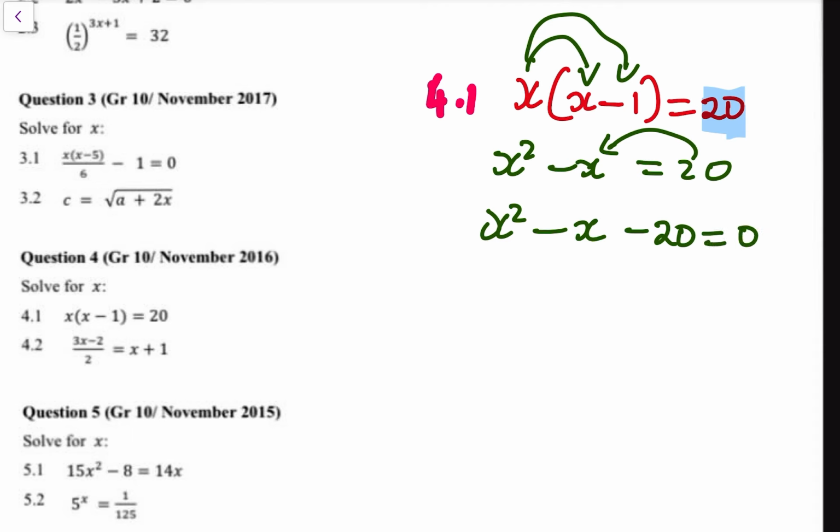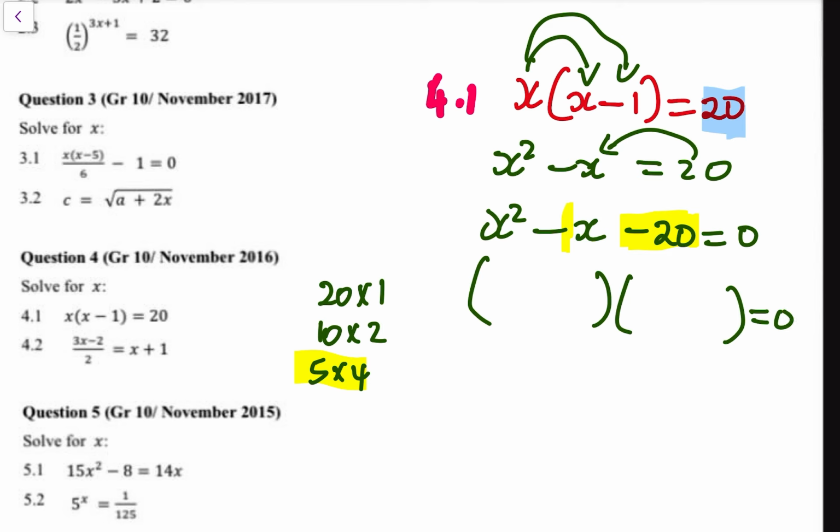Now, I need to factorize this. We are looking for factors of 20, which is 20 times 1, 10 times 2, 5 times 4. But the factors that we are looking for, since 20 is negative, we need to subtract our factors. When we subtract them, they must give us 1. So that will be 5 minus 4. Now, factorize this. This is equal to 0. So we have x.